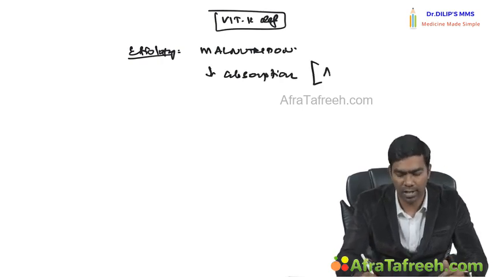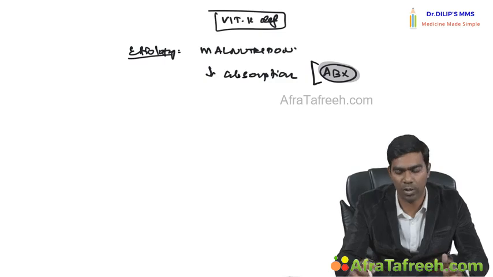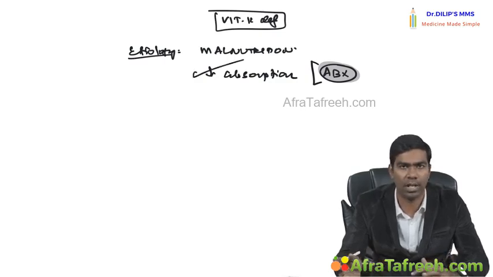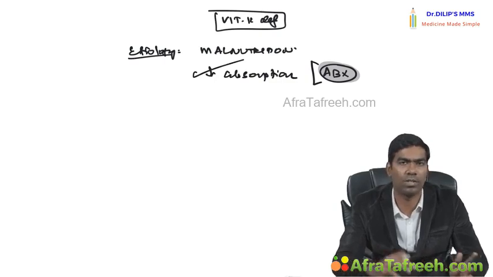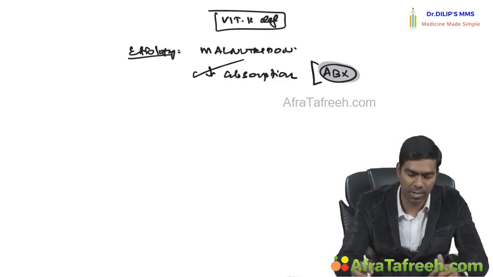Reduced absorption of vitamin K may be due to prolonged antibiotic use or broad spectrum antibiotic use, which can suppress the bacteria that synthesize vitamin K in the intestine. The intestinal flora will be suppressed, and intestinal flora is very important for synthesizing vitamin K. Because of that, vitamin K will be absorbed in a very reduced amount, and you might have a vitamin K deficiency. Because of that, the PT-INR may be elevated.